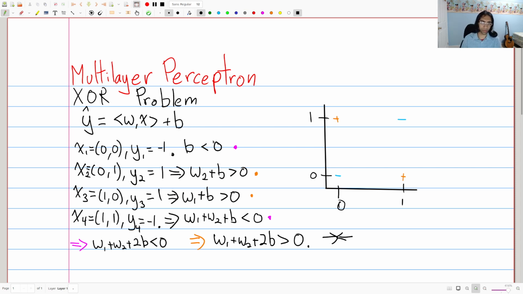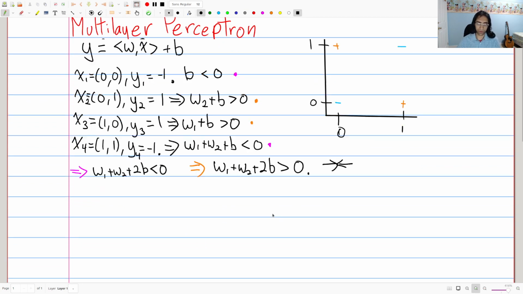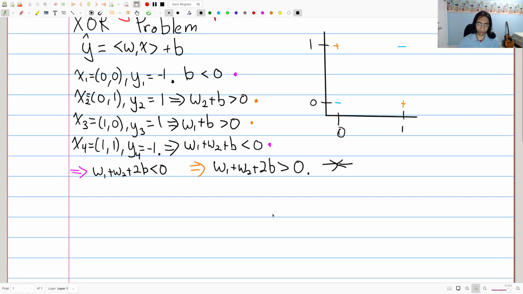So this is a more rigorous version of the proof by picture, which I showed you by drawing lines here. Okay, so this shows us that we can't use perceptrons here, and what can we do as a result of this? Well, there's a few things we can do. So, how to learn XOR.